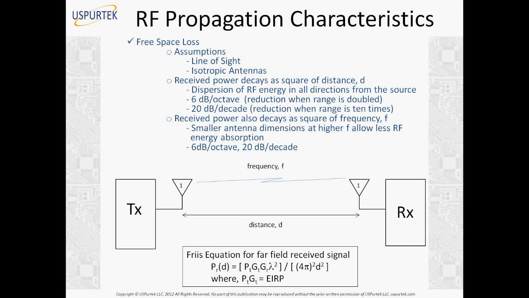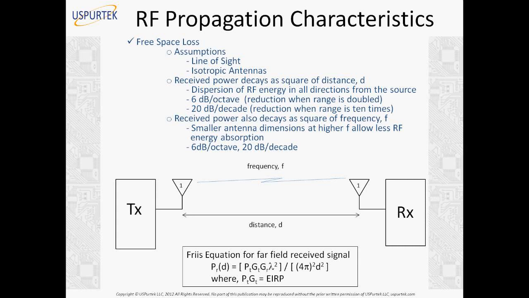If you recall the concept of isotropic antennas, the antenna is like a point antenna and it radiates equally in all directions in a sphere. That is an isotropic antenna. Now, if we consider that, we know that the received power decays as the square of distance. The farther you are from the transmitter, the less power you get. This is because the RF energy disperses in all directions from the source. With this mathematical formulation, you get 6 dB per octave of reduction. That means when the range is doubled, the power is lowered by 6 dB.